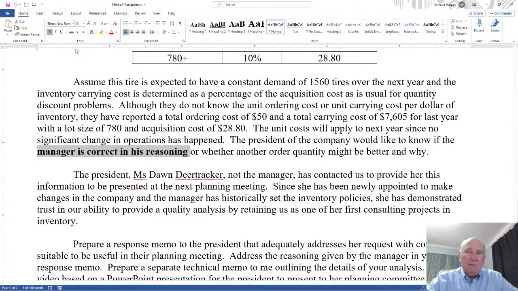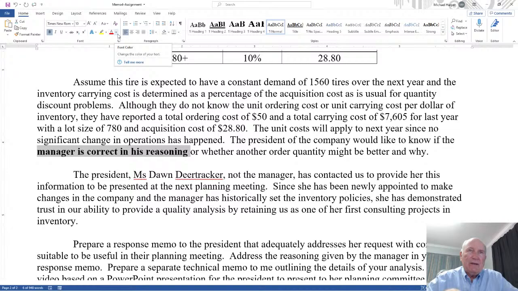And so the memo should reflect that. Is the manager correct in his reasoning? If so, why? If not, why not? So be careful you answer what is being asked. Unfortunately, a lot of times students will look at this and say, oh, let me work this quantity discount problem. There's the answer. It really didn't answer what she asked.